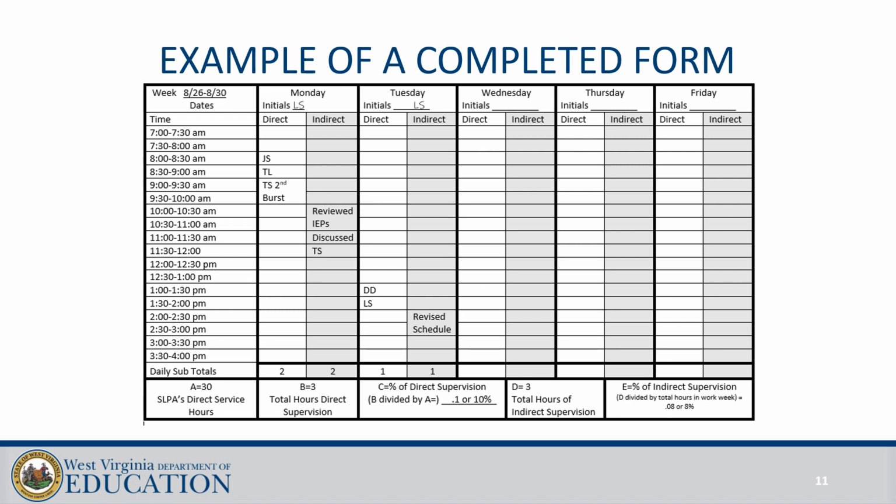This is an example of a completed form. By the way, they don't have to be typed. Certainly my forms would not look this nice.